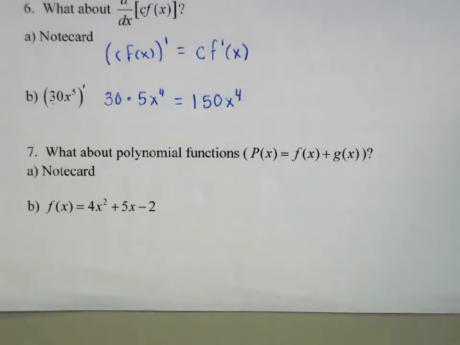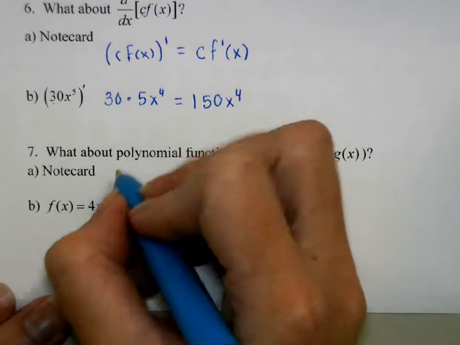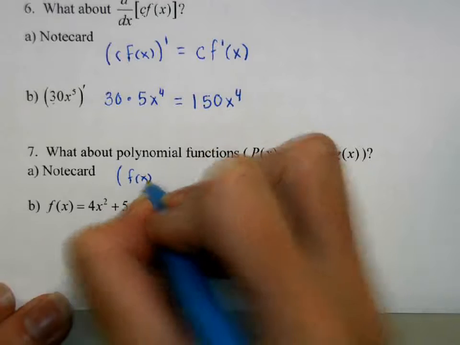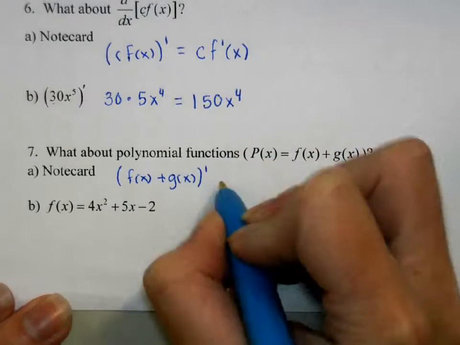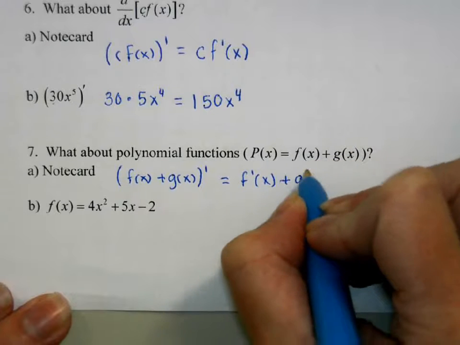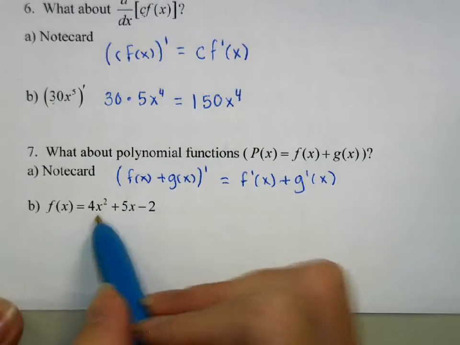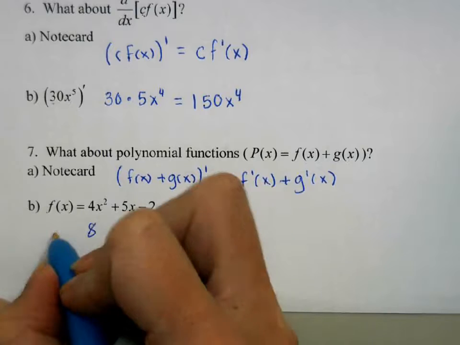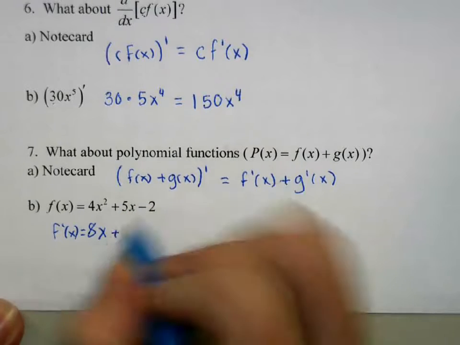Okay, if we have multiple parts, f of x plus g of x prime is simply just going to be f prime of x plus g prime of x. So here, we'd multiply 4 times 2x, so that'll be 8x. Derivative of 5x is just 5. Derivative of negative 2 is 0.